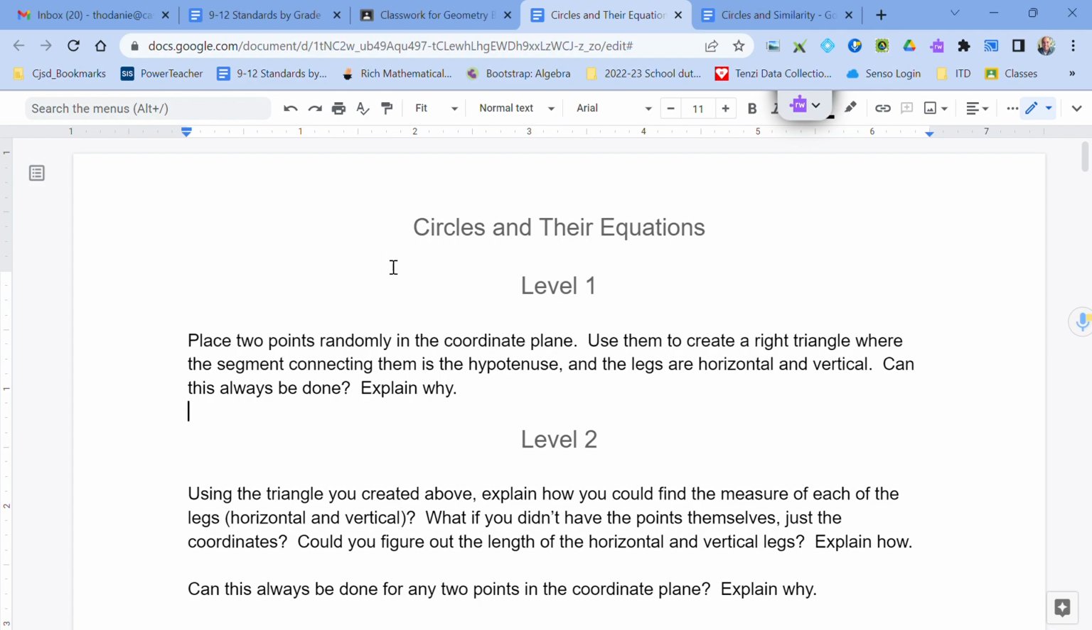Okay, so in level 1, I would need to be able to explain, show that I've been able to create that, right, first, because I've done this part here where I've placed it. And then I would explain that it can't always be done if they're vertical or horizontal, but in every other case they can be done.